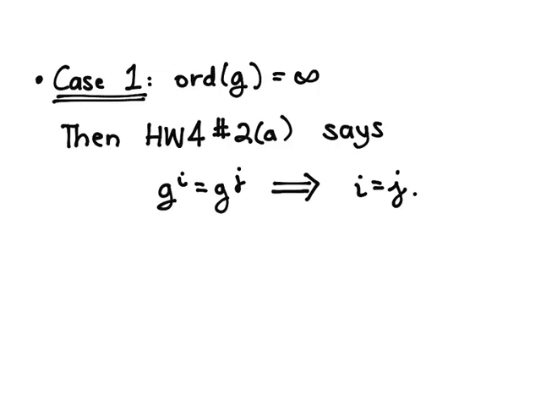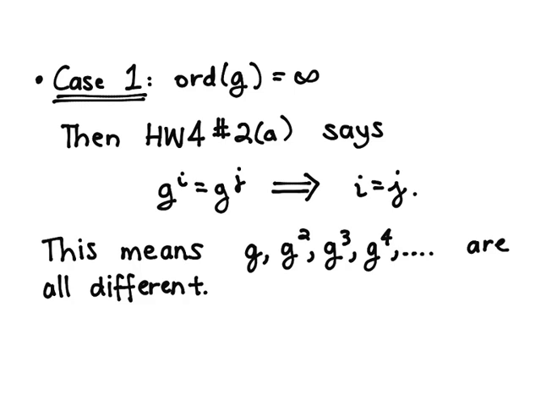If the order of g is infinity, then we can actually apply a problem from the homework. I love it when this happens, because it makes me feel like there's some method to the madness. So in this case, the particular problem to look back at is homework 4, problem 2a, which says that if g has order infinity, then whenever g to the i equals g to the j for some powers i and j, it follows that those two powers have to be equal. And if you think about the contrapositive of that statement, it says that if you take g and you raise it to two different powers, you'll get two different answers.